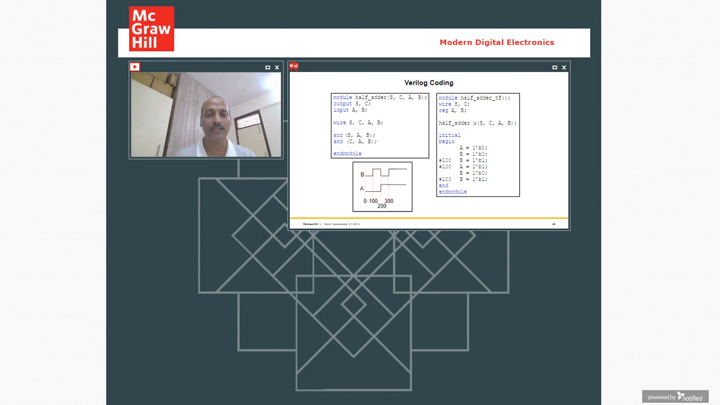So if you write in this way, you will be able to test your design, and corresponding to this waveform, some waveform will be generated at the output, that is sum and carry. And you can cross check whether you are meeting the design functionality, yes or no. And it is so simple to write code in Verilog.